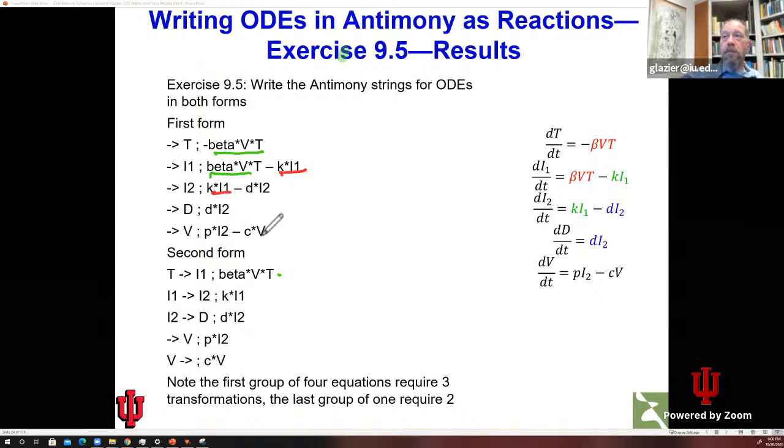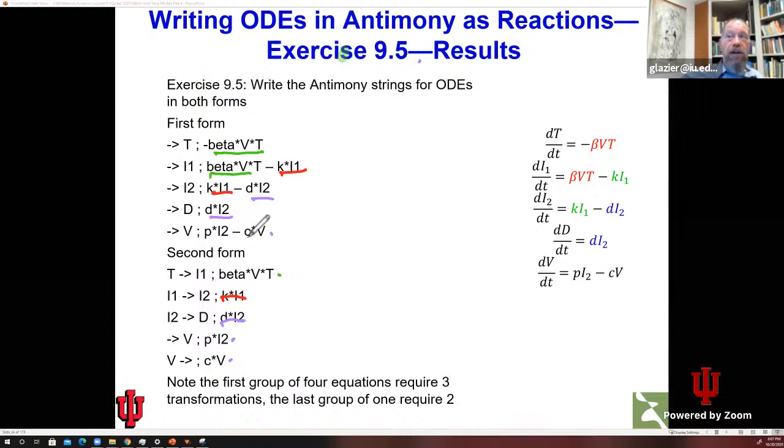This term and this term correspond to this one term here. This term and this term correspond to this one term here. So it's more compact to write it as a reaction. On the other hand, nothing goes to V isn't really what's happening. I have virus produced by my I2s and destroyed by decay. And so really, this should be broken up into two reactions, the production of V and the destruction of V.